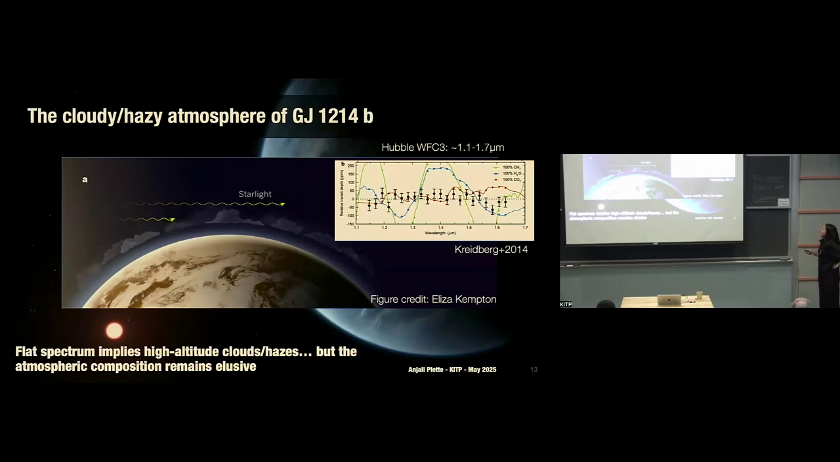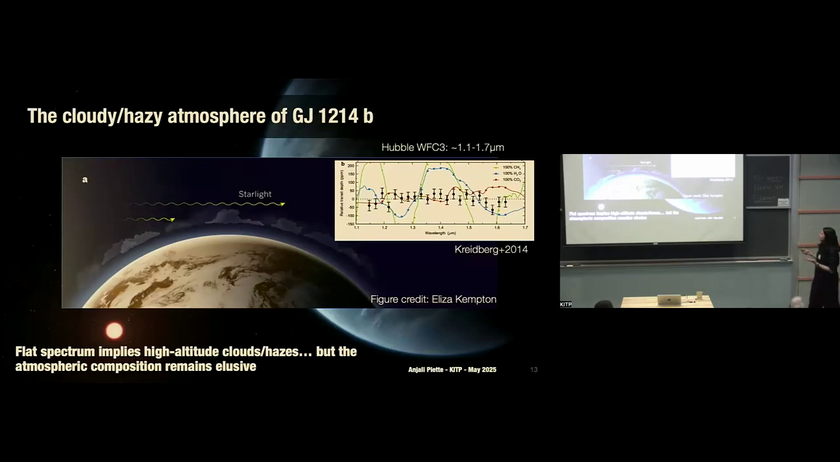And so I like to think of this as a great example of where a flat spectrum was actually really useful. Because this is not just a flat line. This is a really, really flat line. It's very precise. And so what this spectrum said is that this is not just a high mean molecular weight atmosphere. To get this flat, you need to have clouds or hazes in the atmosphere. And this was the first detection of clouds or hazes in a transiting exoplanet atmosphere, which is really cool.